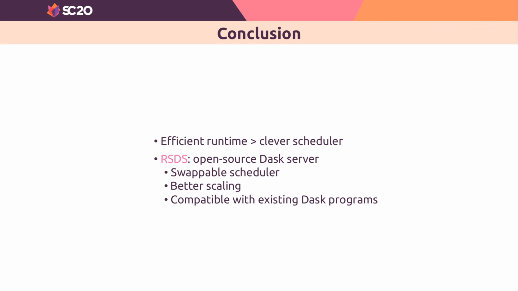In conclusion, we have shown that for certain workloads, investing time into implementing a clever scheduler might not help much if the runtime efficiency of the centralized server is low. We have also presented RSDS, an open-source Dask server alternative that has a swappable scheduler, scales to a larger number of workers than Dask in common workflows, and is compatible with unmodified Dask programs.